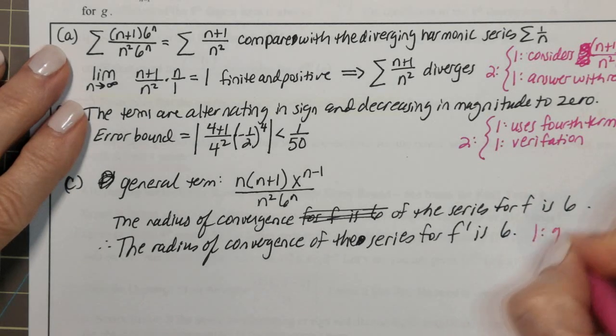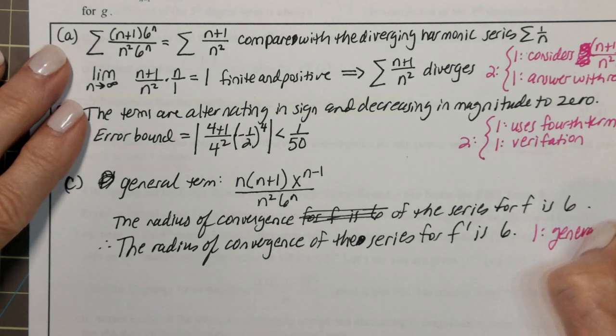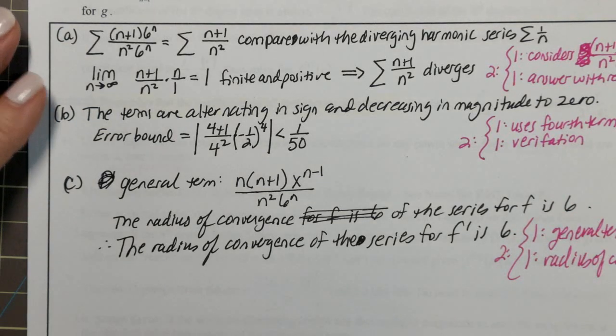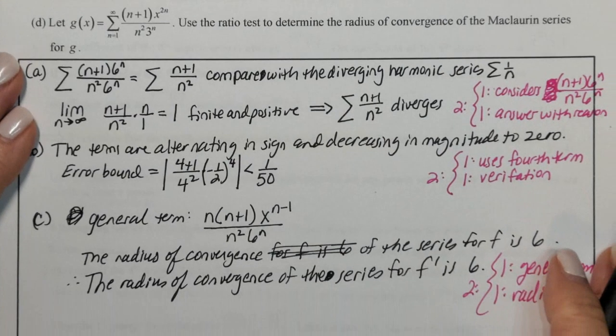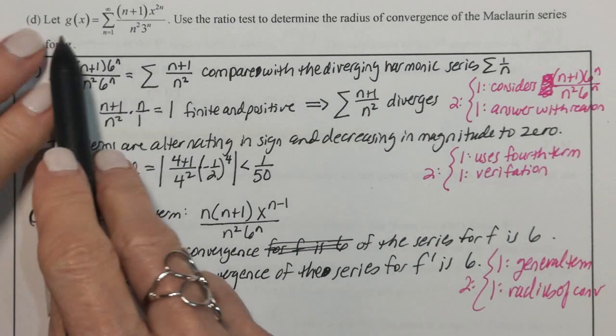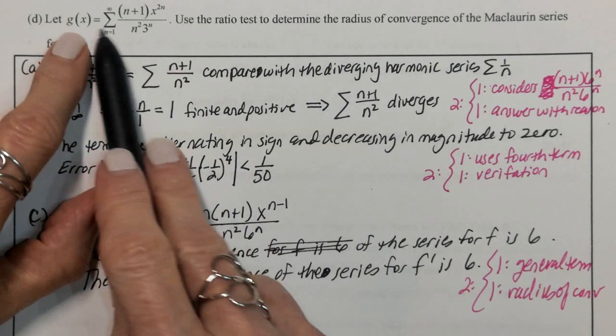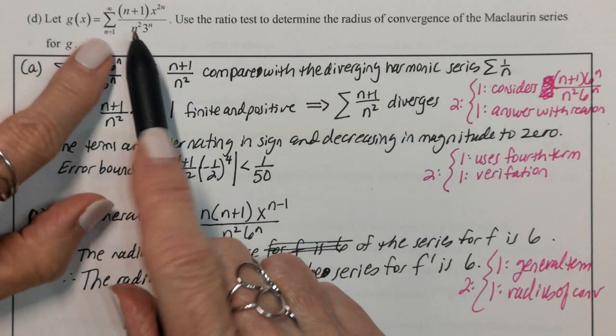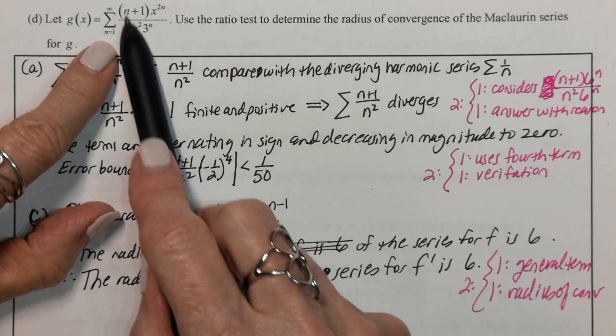1 point for the general term, 1 point for the radius of convergence. That means for part D, it's worth 3 points. Let's do part D. Part D, so let g of x now, we have a different series. Throw f out the window, and there's a new series in town.